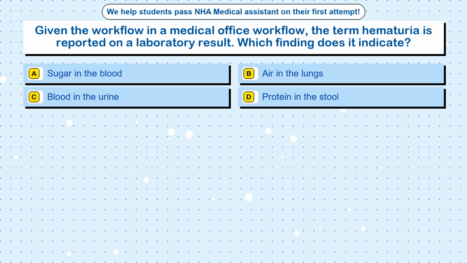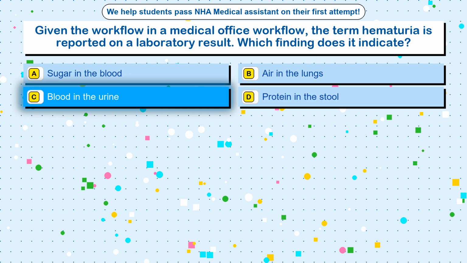Question 60. Given the workflow in a medical office workflow, the term hematuria is reported on a laboratory result. Which finding does it indicate? Option A, sugar in the blood. Option B, air in the lungs. Option C, blood in the urine. Option D, protein in the stool. The correct answer is option C, blood in the urine.